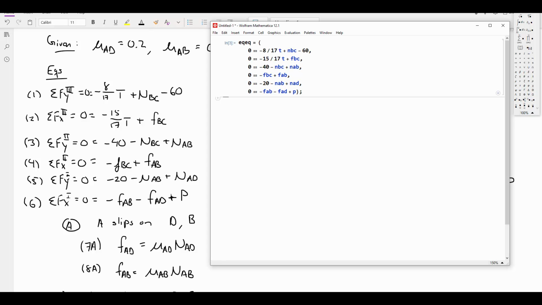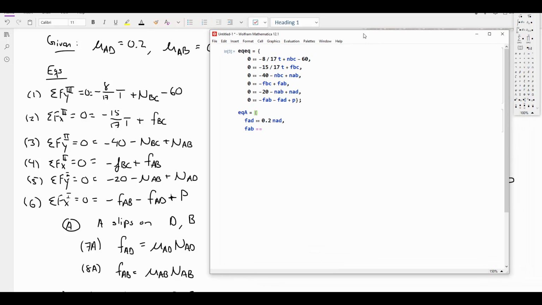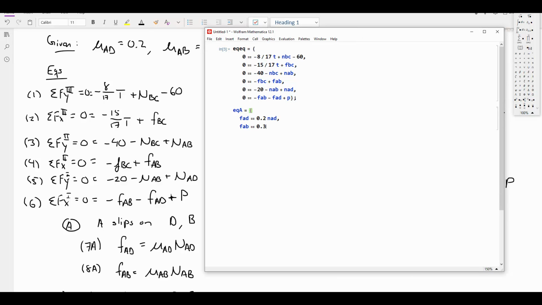So let's look at scenario A. We're going to add 2 more equations. So I'll make that list. I'll call it EQA. And in this set, FAD is at its maximum of mu AD times NAD. I'll just put in the number here. Mu AD was 0.2 times NAD. And also it's going to be true that FAB is at its maximum, mu AB, which was 0.3 times NAB.